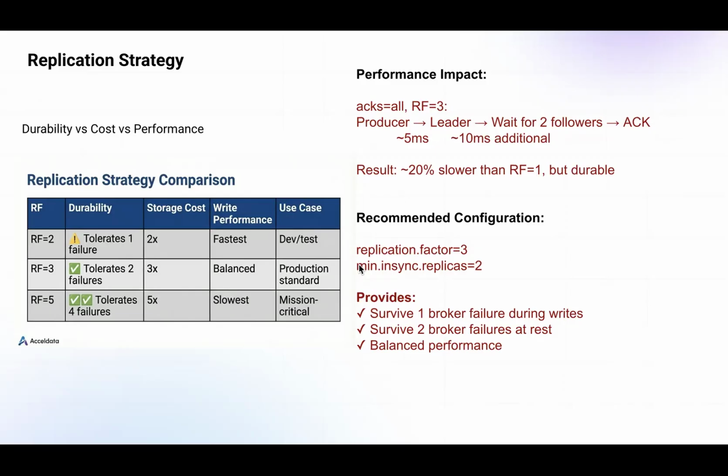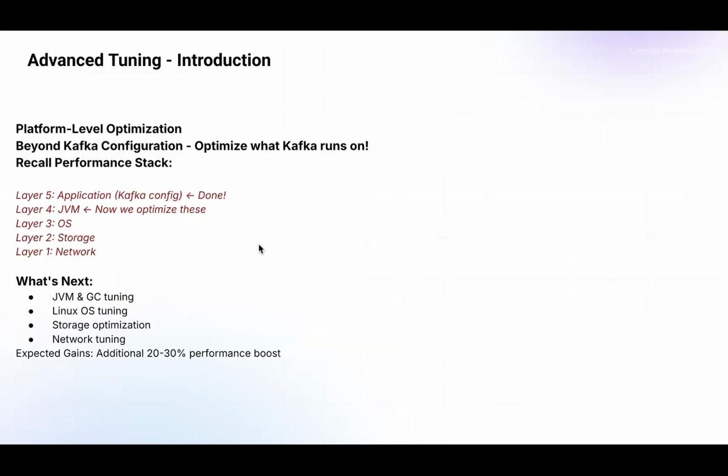Okay, all right. Now let's talk about some of the advanced tuning that we need to do. We have covered the Kafka level configuration: producer, consumer, broker, partition. Now we are going to deep dive into the platform stack.